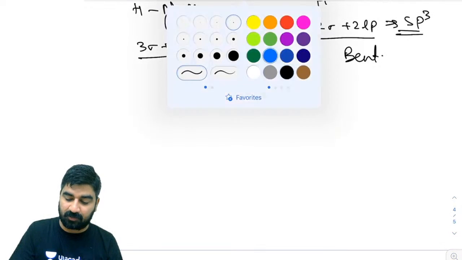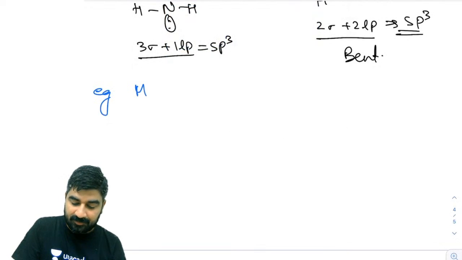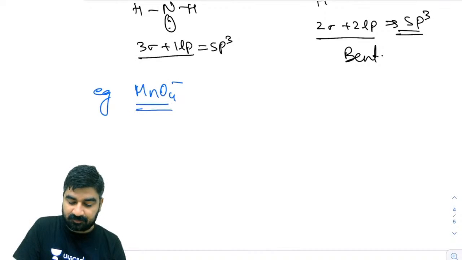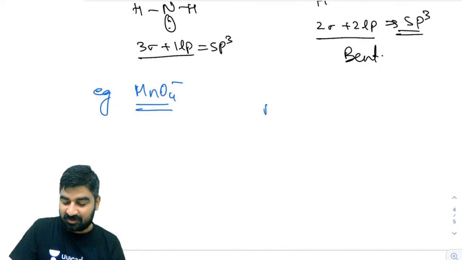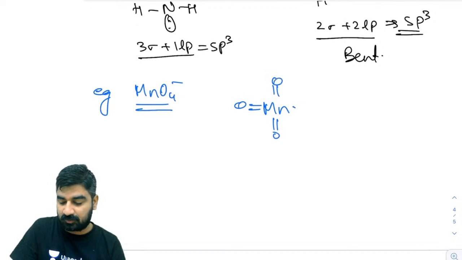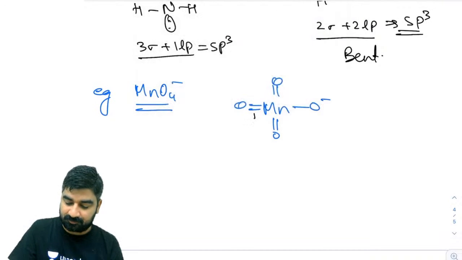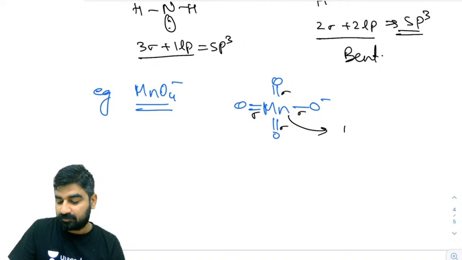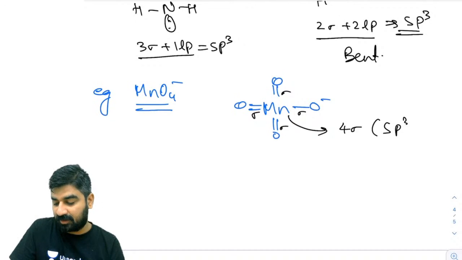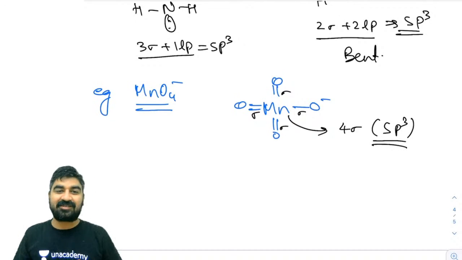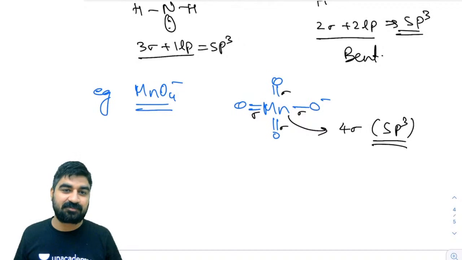Similarly, can you do it for MnO4 minus? So we have 1 minus over here. So how will you draw the structure? We have O, O, O and this. So just count the sigma bonds now. So 4 sigma bond means sp3. So I think now we have taken enough.